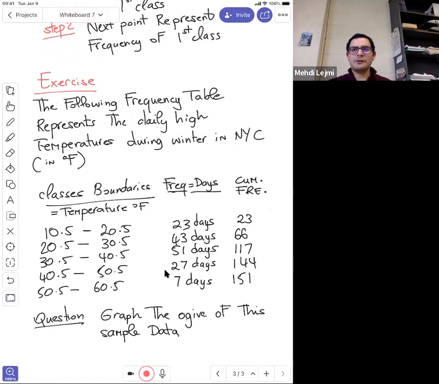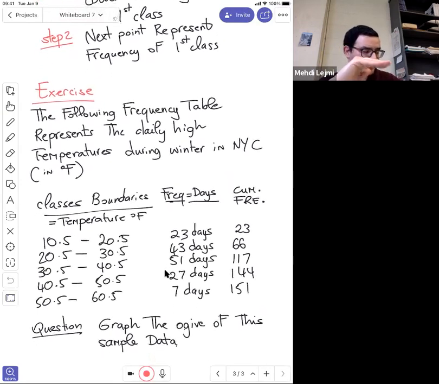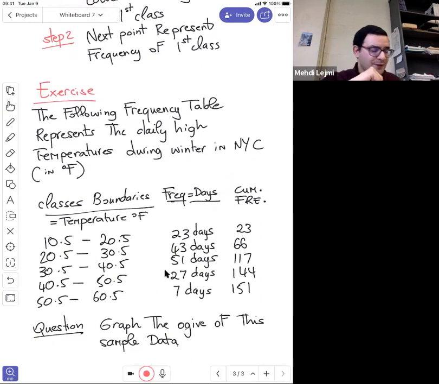So I'm gonna give you, let's say, 5 minutes, guys, to think about how to graph this ogive. So you're gonna have 2 axes, right? There'll be a horizontal axis. On the horizontal axis, you're gonna put your class boundaries. On the vertical axis, you're gonna have your cumulative frequency, right? And then you have to plot your cumulative frequency.